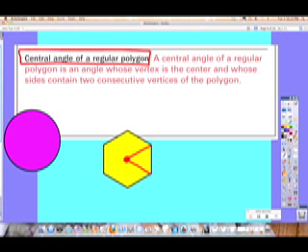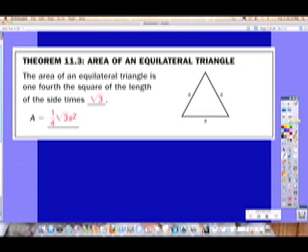What I see students do with this formula is they try to square everything. No, don't square everything. What's the only thing that's squared? Only s.